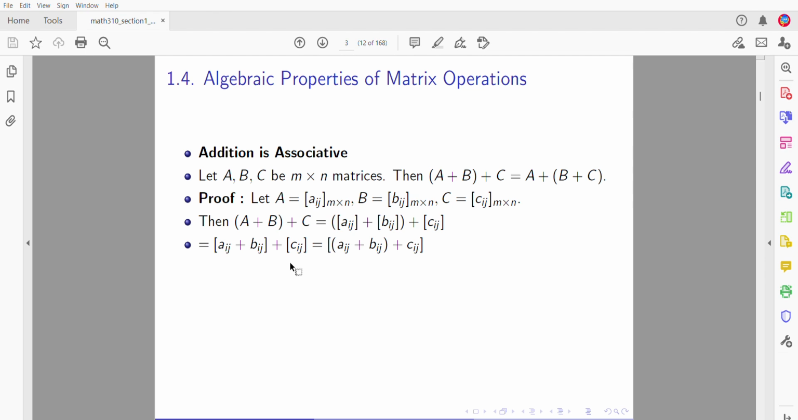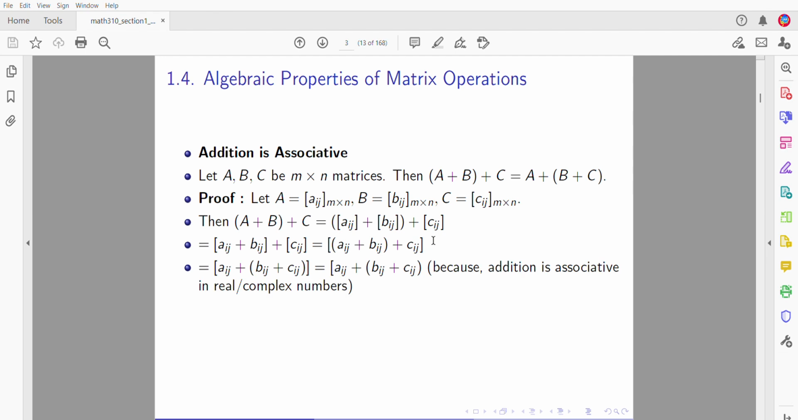Now, how do I add two matrices? Well, the first matrix's entry within parentheses plus the second matrix's entry outside parentheses. But notice, these parentheses move away. So that becomes Aij plus parenthesis Bij plus Cij. So notice how the parenthesis has moved away from Aij plus Bij and moved to Bij plus Cij. Why do we do this? Because addition is associative among real and complex numbers. That's why we can do that.